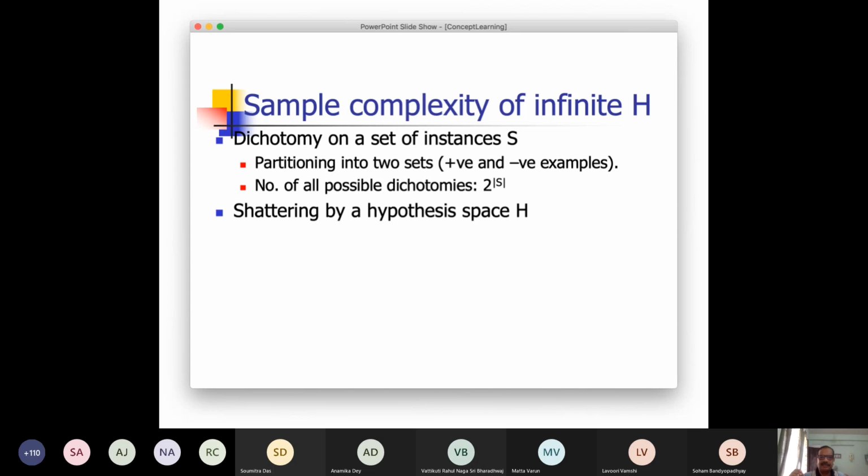Now, shattering by a hypothesis space H, that is also another concept that you need to understand. What is meant by shattering? Shattering means shattering by a hypothesis. That means if there is a hypothesis which can make the correct predictions on these dichotomies, which can satisfy the labels of a particular dichotomy, then that hypothesis shatters that dichotomy.